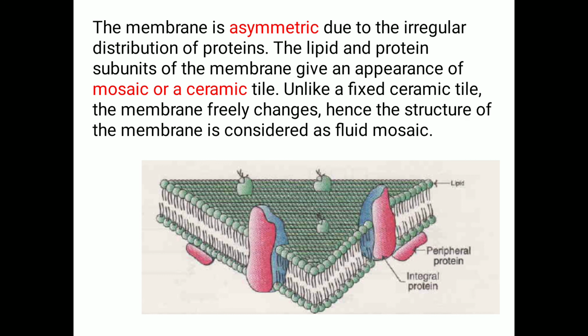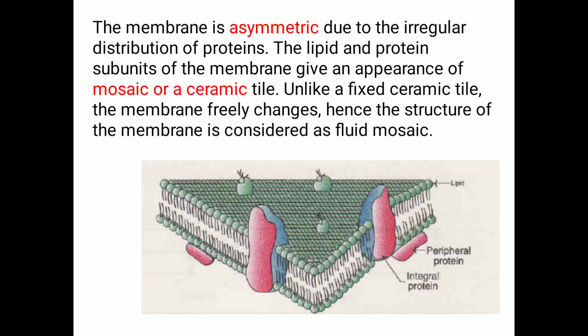Unlike a fixed ceramic tile, the membrane freely changes. If you take normal tiles in your house, they are fixed, they will not move. But your plasma membrane, though it gives that mosaic pattern look, can freely change. Hence, the structure of the membrane is considered a fluid mosaic. Since it can change its structure a little bit, it is called a fluid mosaic.